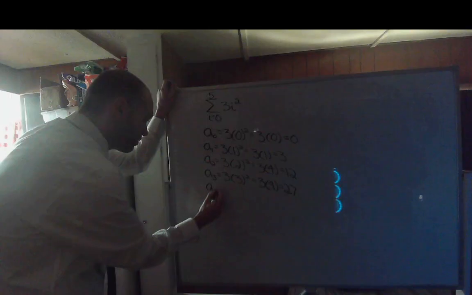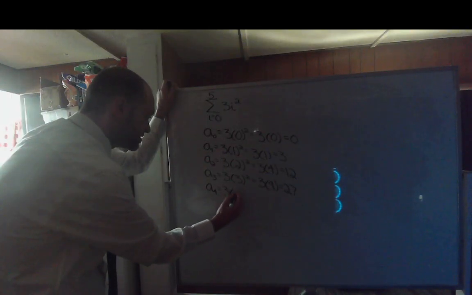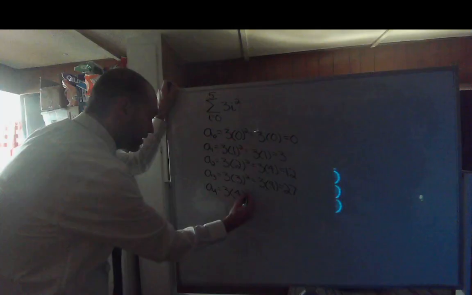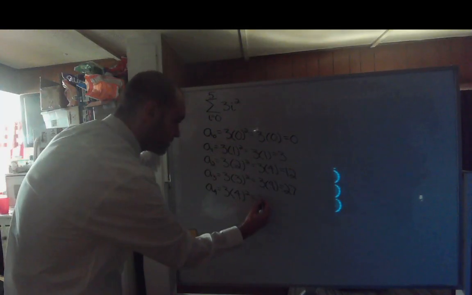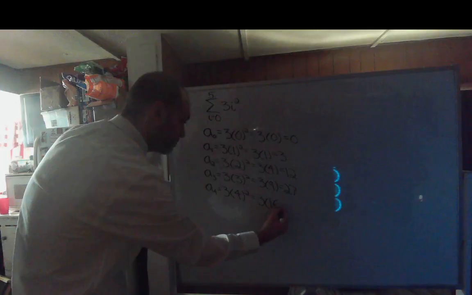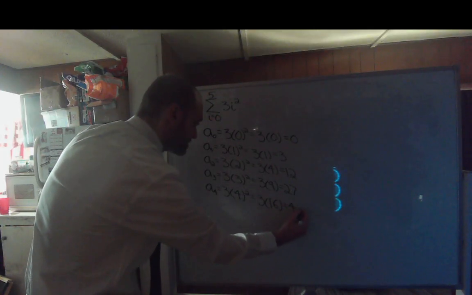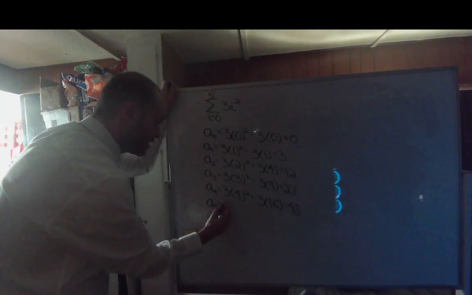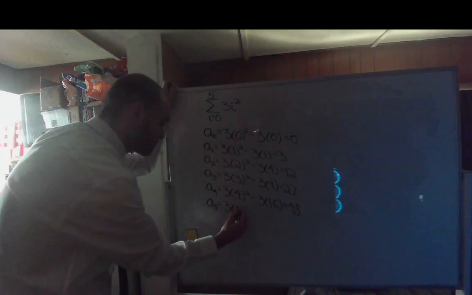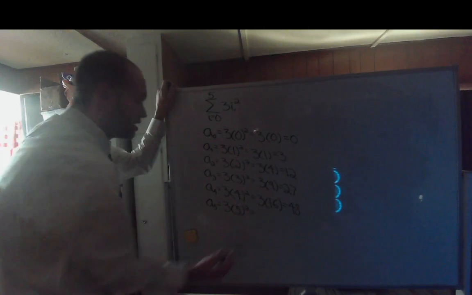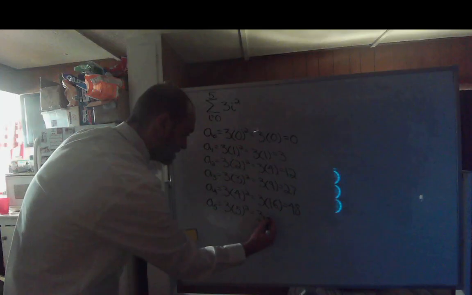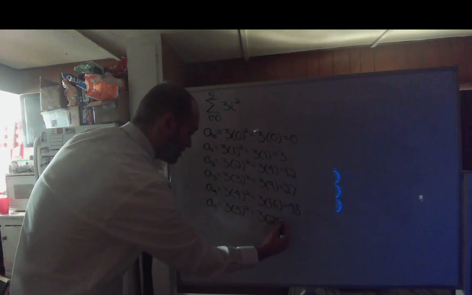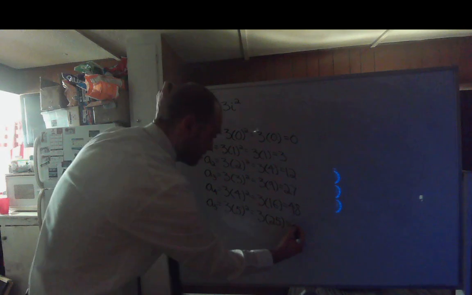We only got 2 more to do since we have to go to a sub 5. A sub 4 equals 3 times 4 squared. Well, that's going to be 3 times 16, which equals 48. Then we have a sub 5, which equals 3 times 5 squared. That's going to end up being 3 times 25, which equals 75.